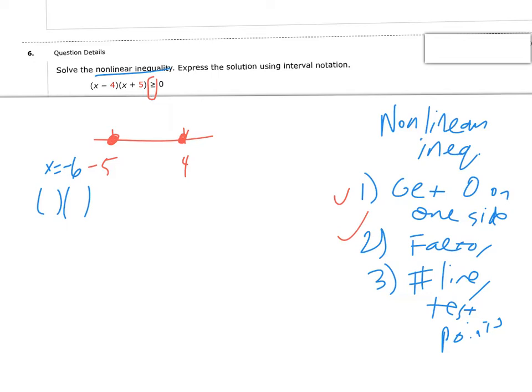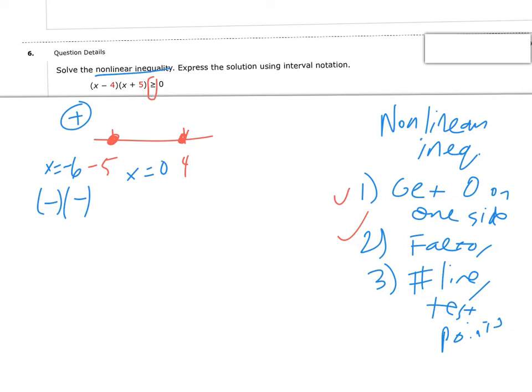And I'm going to plug it into these parentheses, and I'm just going to see if it comes out positive or negative. So negative 6 minus 4 is obviously negative, and negative 6 plus 5 is obviously negative as well. But these are multiplying, so a negative times a negative is in fact a positive.